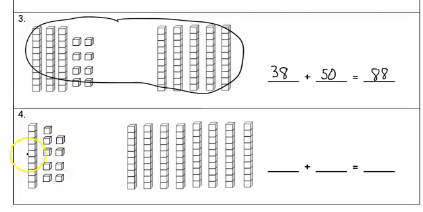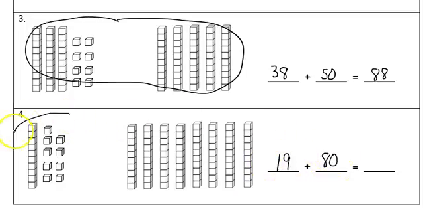And in this problem, I'm going to start with 1 group of 10 and 9 ones. That would give me the number 19. To that, I'm going to add 1, 2, 3, 4, 5, 6, 7, 8 groups of 10. So I have 8 sticks here, and they each have 10 cubes. So to that, I'll add 80.